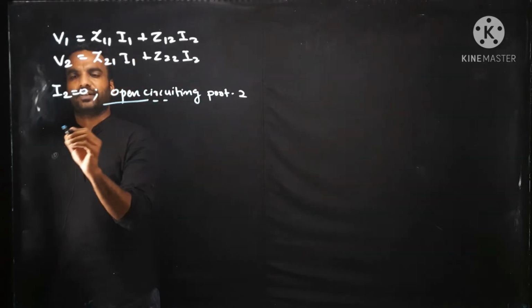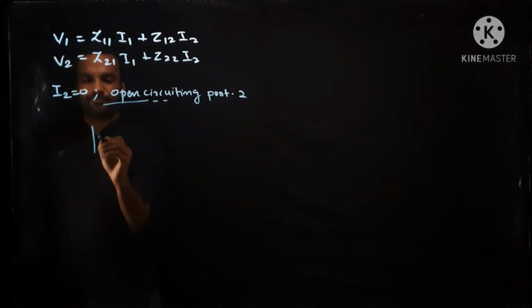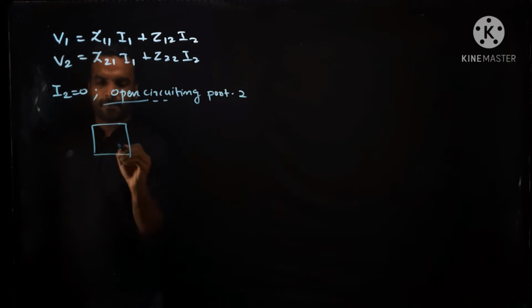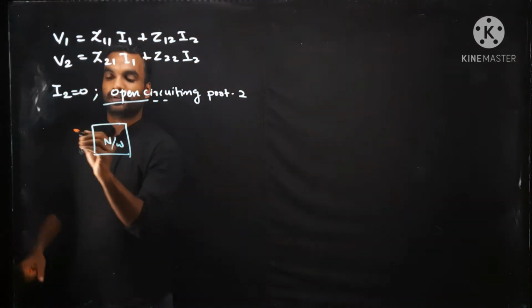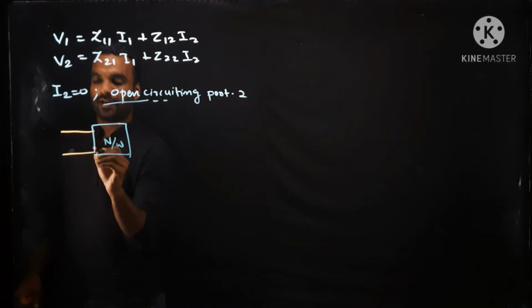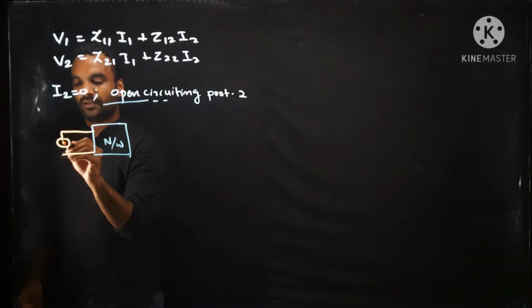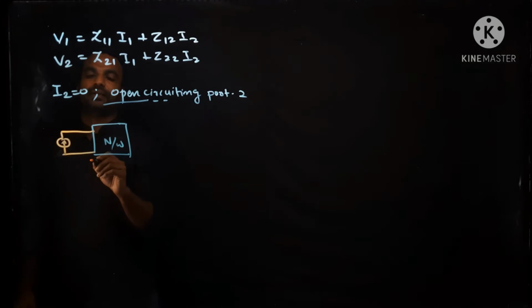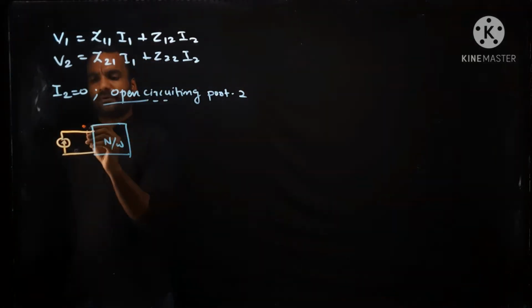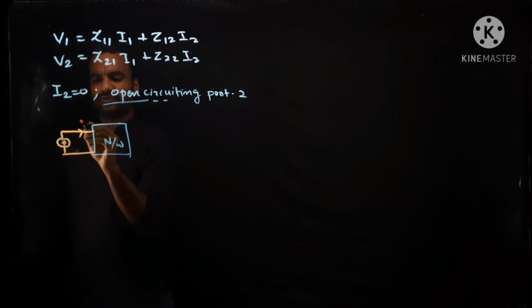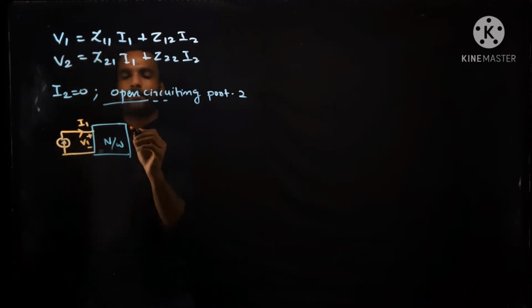So what will be the figure? This is the network. Okay, this is the network. We are having a source. I am connecting a current source, current or voltage source, whatever. I am connecting here. So current I1 will be there, and we may get plus minus a voltage V1 here.